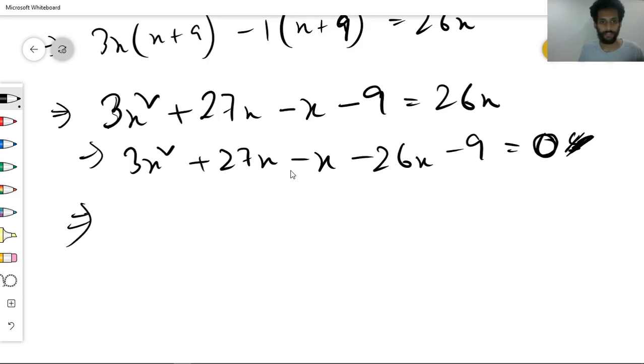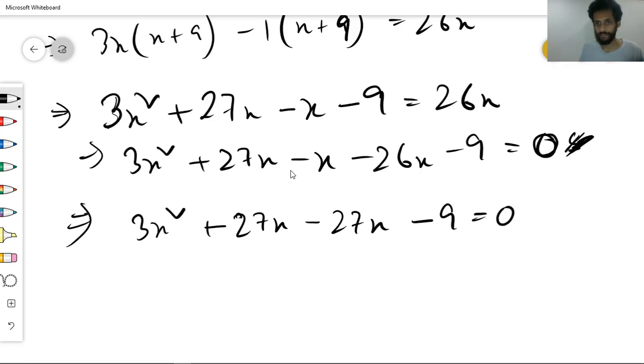So after this, 3x square, plus 27x minus x minus 26x, minus 9 is equal to 0. I thought it would be a different question, so here it is 0. The x terms get cancelled, so it will be 3x square minus 9 is equal to 0.